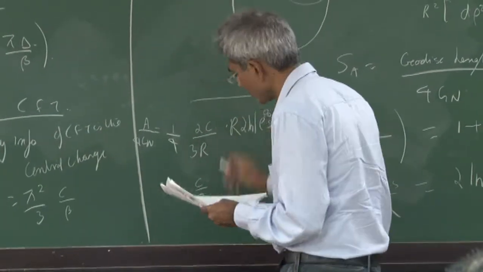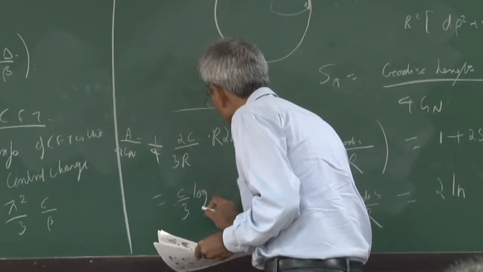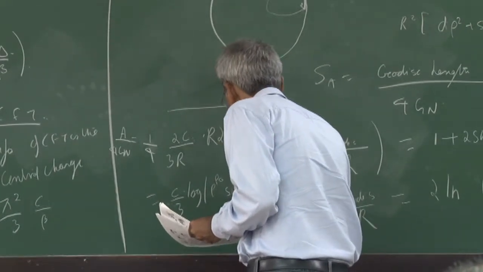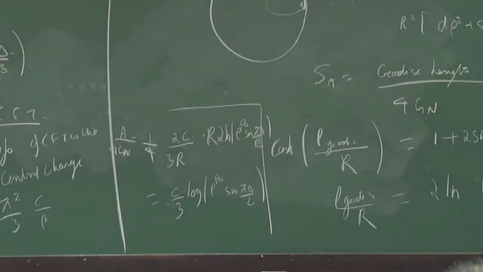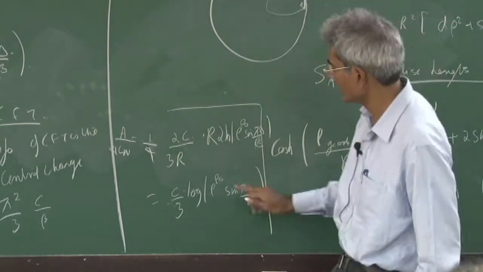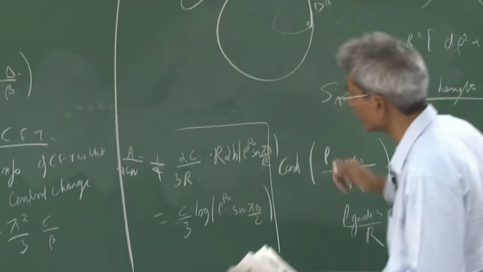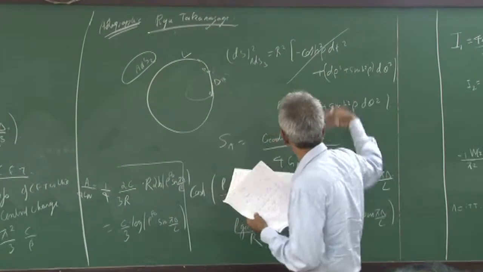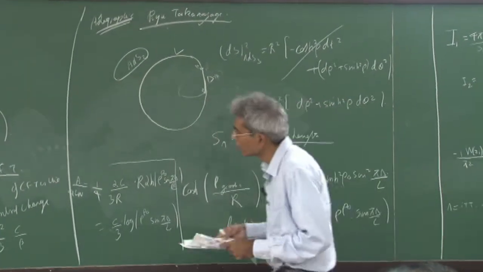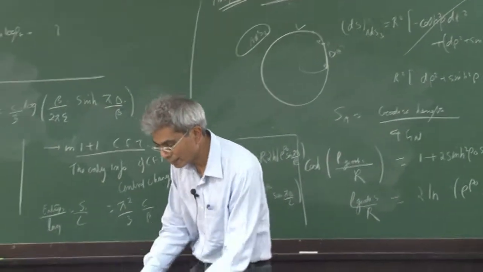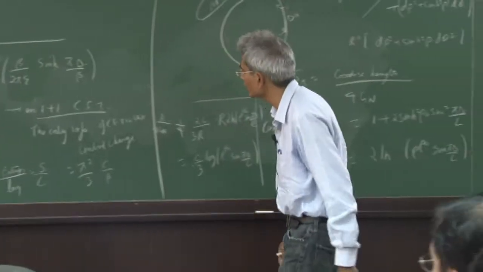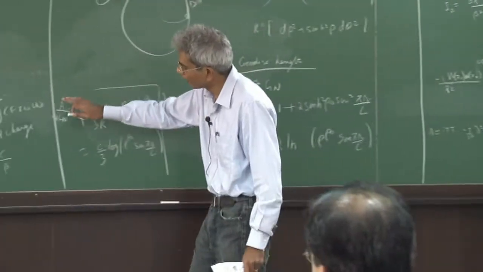So the r cancels, you get c by 3 log e to the rho naught sine pi delta by L. And e to the rho naught was the UV, it played the role of the UV cutoff, the radial distance. So this is easy to do in 2 plus 1, it's explicit, quite simple to do. So let's go back to the CFT again. As I said, I will derive this. Let's go back to the CFT again and see.